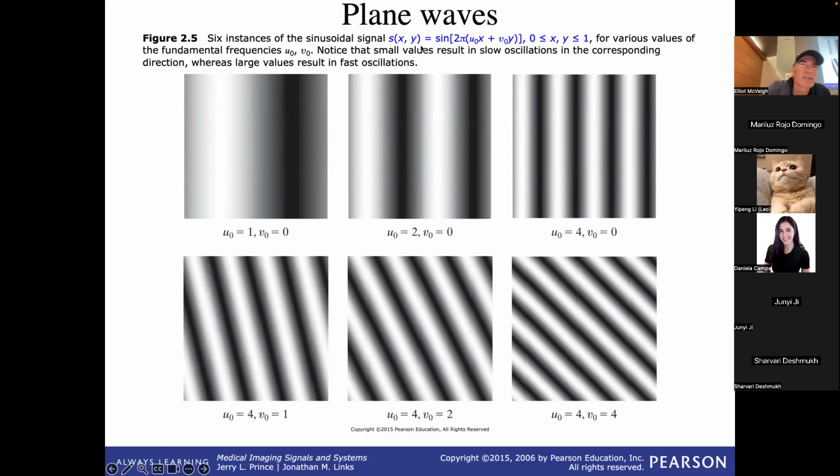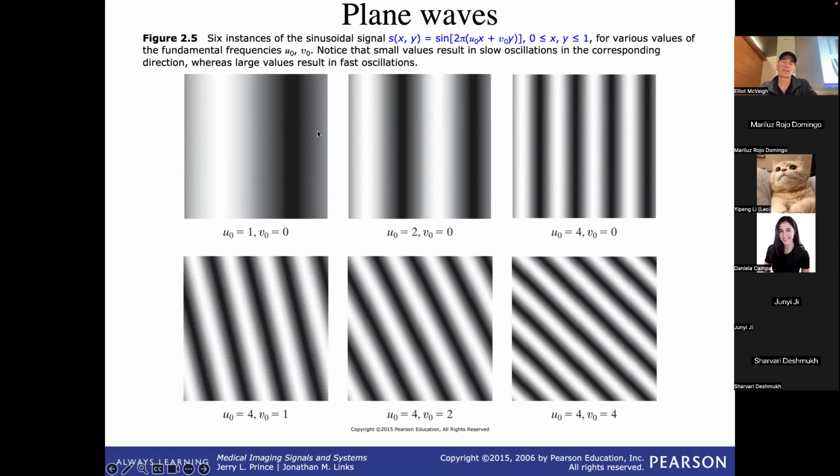Plane waves are another thing that you need to be very comfortable with, specifically in MR. And so this equation, I'm sorry, it's really small here, but we have a function of brightness in the plane, so our f(x,y) is the sine of this argument, and there are two terms in this argument. There's a product of mu naught and x and a nu naught and y.